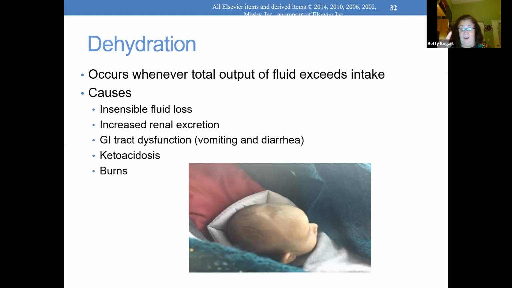But beyond that, look at the color of that child. That color looks pale. Even the ears are pale. Even the nose is pale. This child is severely dehydrated and needs fluid replacement. Just by looking at the child, you can see it.